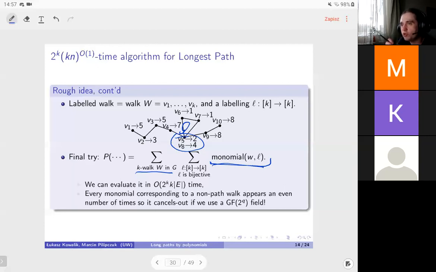And that will be the source of the cancellation: this monomial will appear twice for this picture, one from the same walk, but one from the labeling where this vertex, visited twice, received first 4, then 2, and from the labeling where it received first 2 and then 4. That may seem a bit fishy, so let's do the precise definitions and calculations in the next slide.